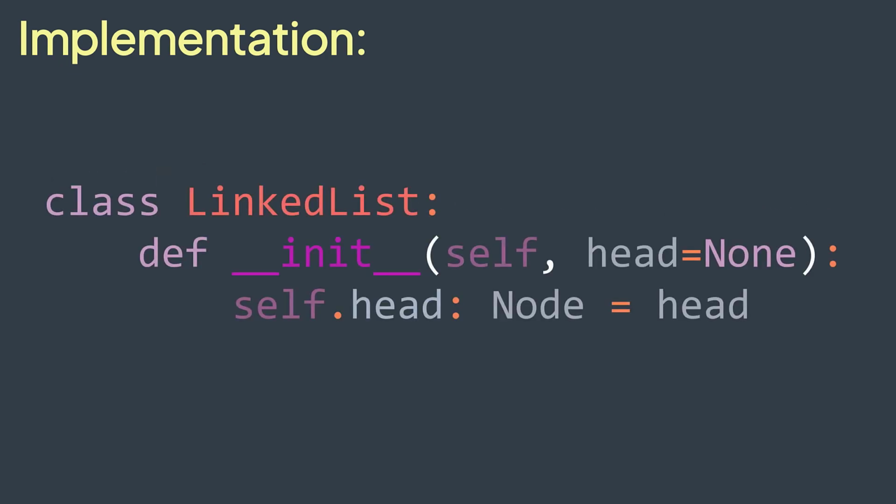Now we create a type linked list. It contains the head only. But we need three methods to manipulate it. A method to insert a node, a method to search for a node with a particular key, and a method to delete a node with a particular key.